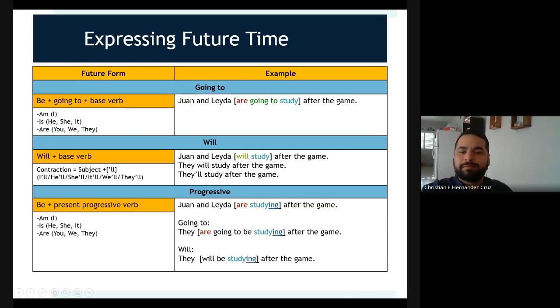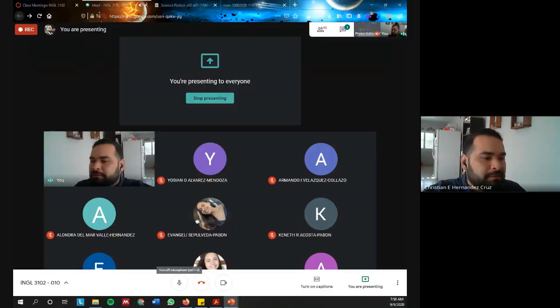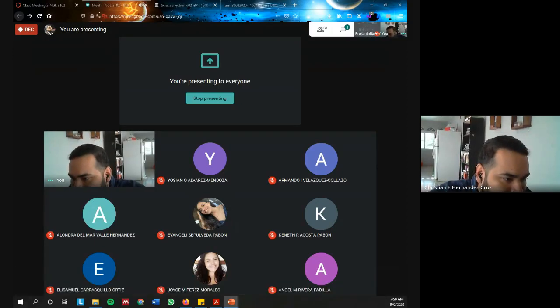Ooh, I forgot to color this. Okay, so of course we have the be verb in red. We have the main verb in light blue, the progressive verb underlined with ing. And in this case, in the progressive going to form, it's actually going to be. I'm going to edit that right now because I like the color coding. Going to was green. No, it's darker. That should be fine. Okay.